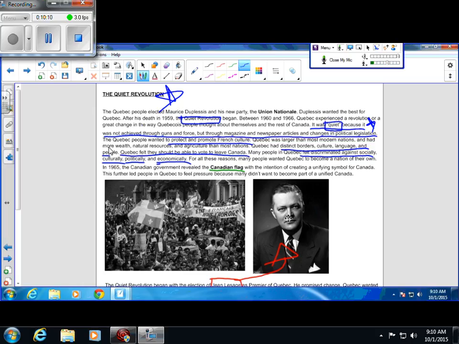People in Quebec, the French-speaking Canadians, felt discriminated against in social, cultural, political and economic views, because they wanted to be different. So again, that's why they wanted to become different. That was what the Quiet Revolution was all about. Again, just a reminder, the Quiet Revolution was a period of non-violent change responsible for the beginning of a modern and secular Quebec. They wanted to be different.